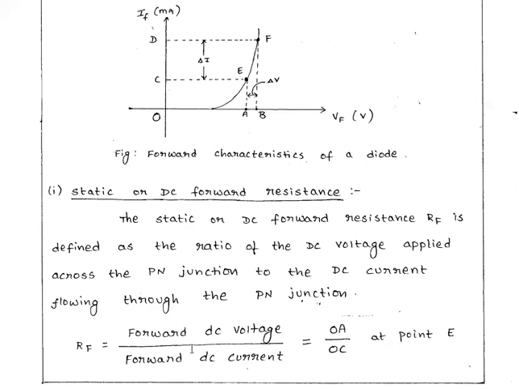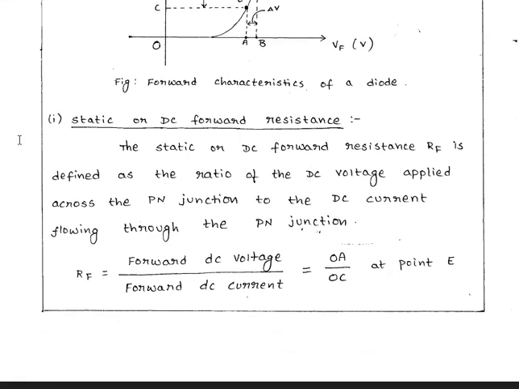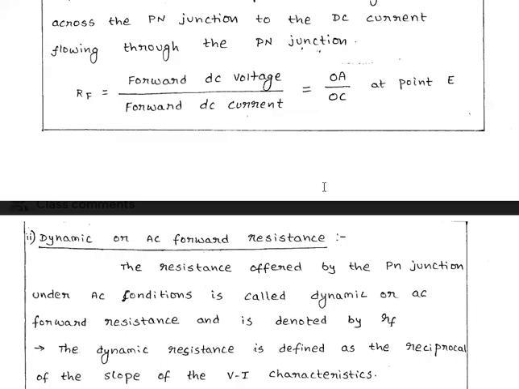If I want to write the resistance in terms of slope, this is the Y term and this is the X term. So delta Y by delta X is slope. Delta Y means OC, so OC by OA. You can rearrange it as RF is equal to 1 by slope. The slope of VI characteristics will give you the static DC resistance when DC voltage is applied.